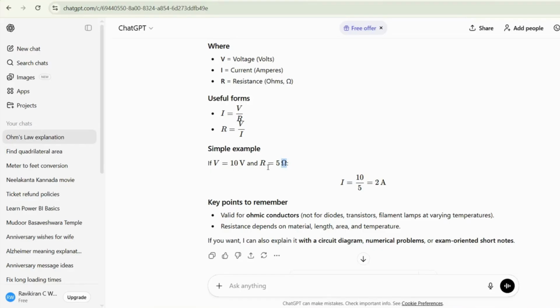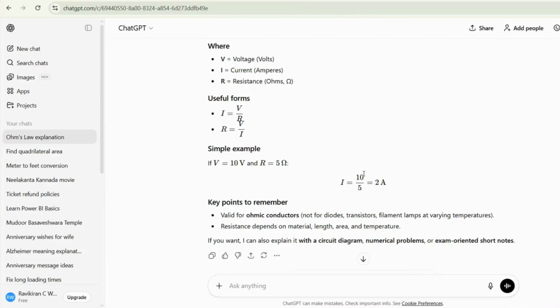If we have these two values, we can easily find the current. We know the formula I is equals to V by R. Substitute V and R: I is equals to 10 volt in the numerator, resistance of 5 ohm in the denominator. 10 by 5 is 2 amps. Ohm's law is very simple. Any confusion? No, sir. Okay, Ohm's law is clear.